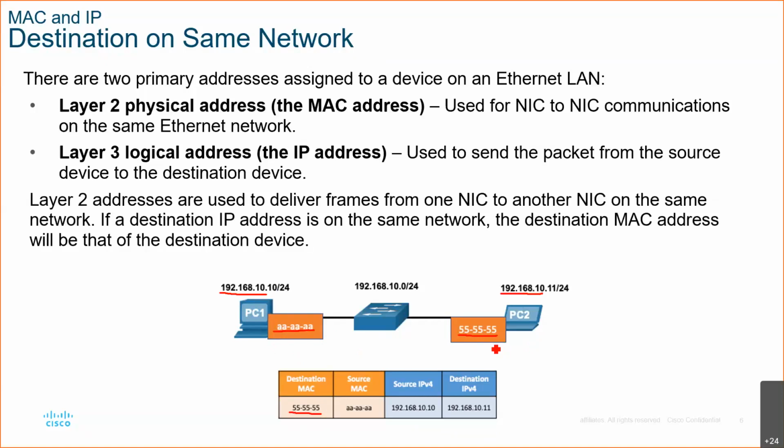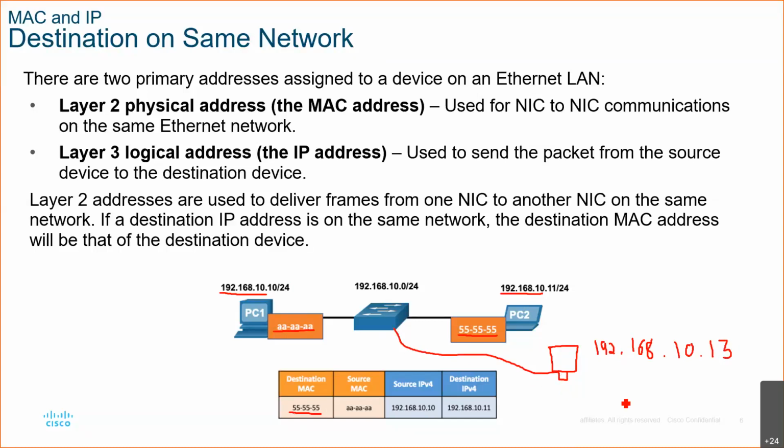Now, let's say I add a new device to the network, a new computer, and let's say this one will have the address of 192.168.10, that's the network address, .13. Please forgive my mouse handwriting. This is a new device I've added. I connected it to the switch.